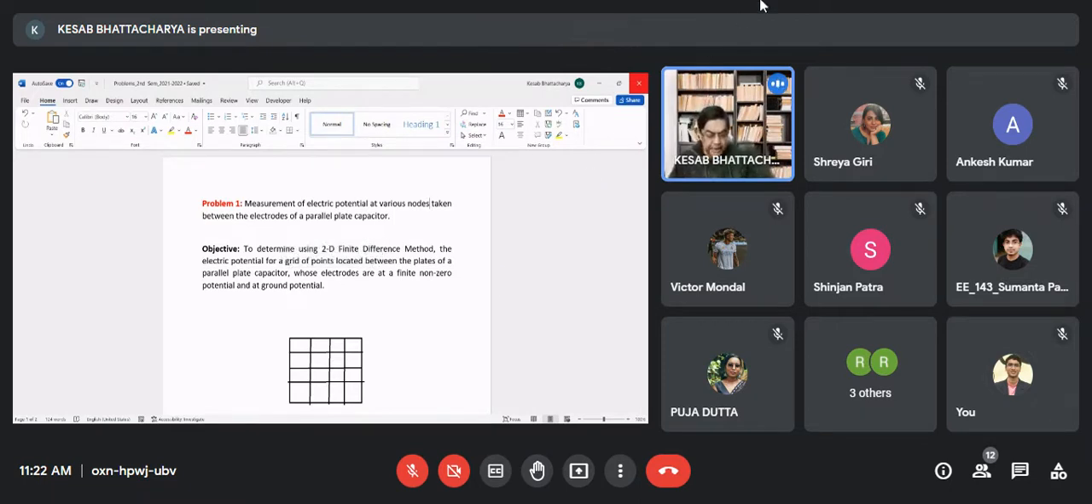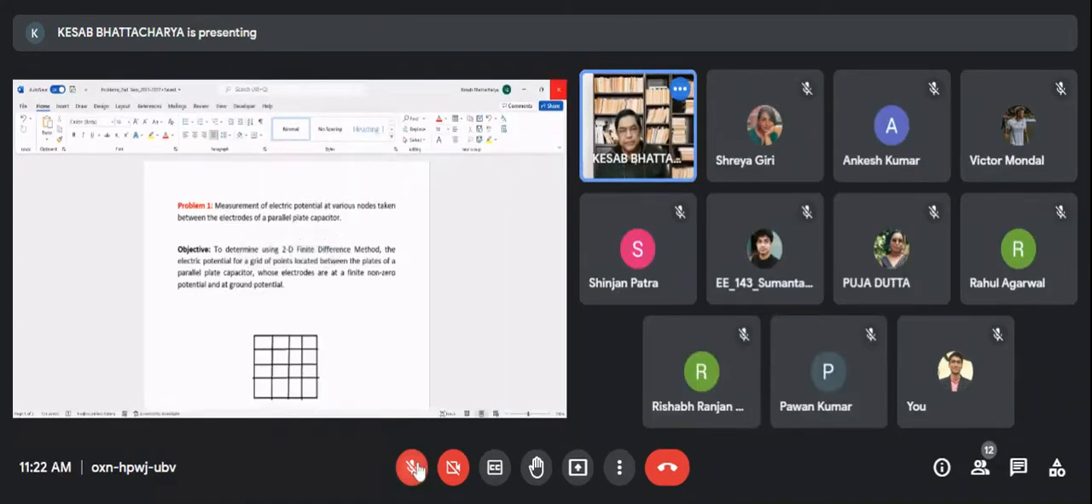Now, the number of grids, I'm not specifying, you select according to your requirement. So this is the first problem. If you have any question or any query regarding the first problem, you can ask me.